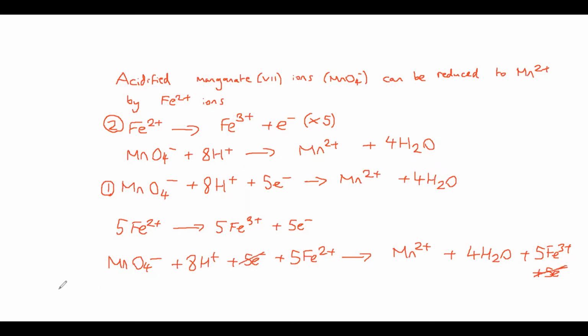of our arrow. So we are left with MnO4 minus plus 8H plus 5 Fe2 plus going to Mn2 plus 4H2O plus 5 Fe3 plus. So everything's now balanced out and we have our overall redox equation.